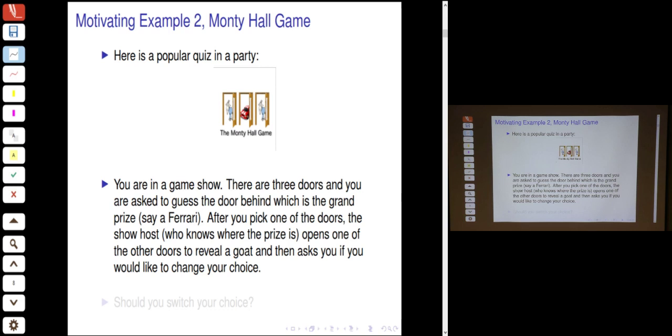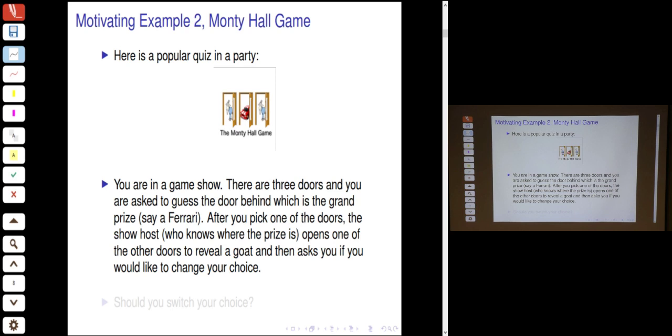Now you choose a door. So the host opens one of the other doors to reveal a goat, right? Because there are still two doors left, and at least one of them must have a goat somewhere. So he will open one, show you there's a goat, and ask you if you want to change your choice.